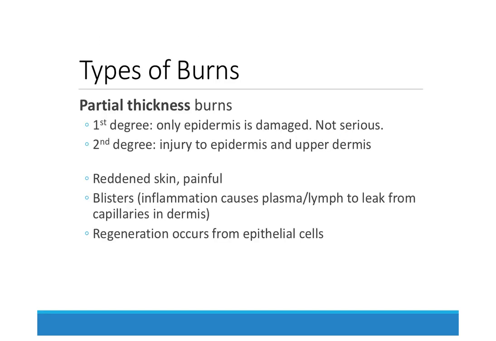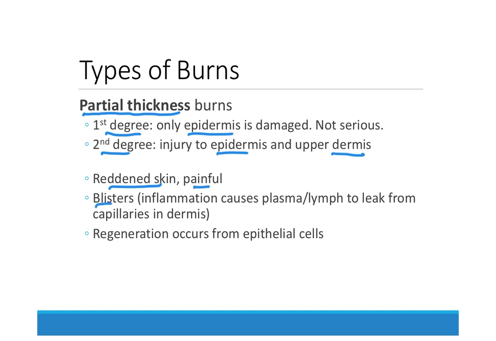There are 3 types of burns I want to go over. Burns that only cover or only destroy part of the skin, or partial thickness burns, include first-degree burns, where you're only affecting the epidermis, and second-degree burns, where injury goes in both the epidermis and the dermis. Typical signs of a first or second-degree burn are reddened skin. They can feel quite painful.